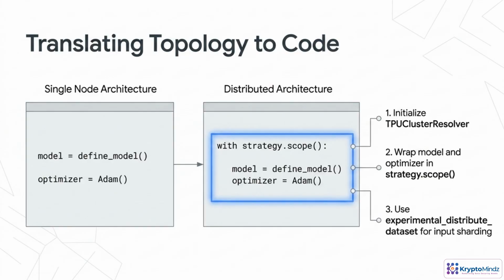When you move from a single device to a TPU pod, your mental model stays almost the same. You still define a model and an optimizer. You just embed that logic in a distribution strategy. The strategy object understands the TPU topology and turns your single model view into many synchronized replicas. Initialization connects to the TPU cluster, the scope ensures variables are placed correctly, and the distributed dataset API shards inputs so each core gets its slice, keeping the programming experience relatively familiar.